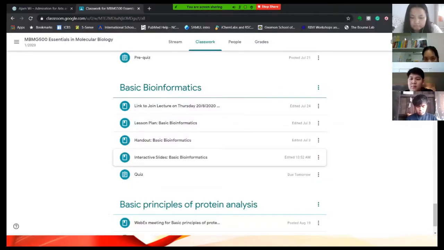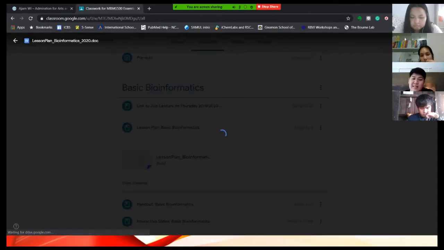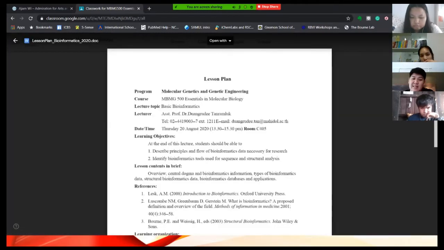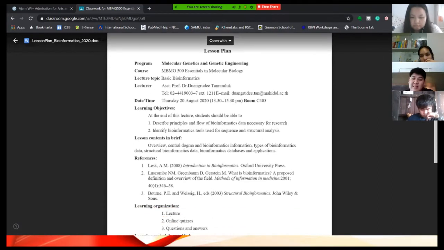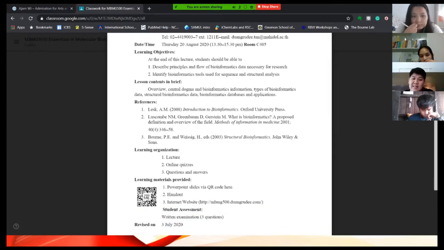So let me introduce a little bit about the class materials. We have the lesson plan, which includes the basic learning objectives and the references to the class. You can also download the learning materials from this QR code. The exam will consist of 3 questions, but before the end of the class, could you please do the online quiz together if we have time? The deadline for the online quiz is 6 o'clock today.